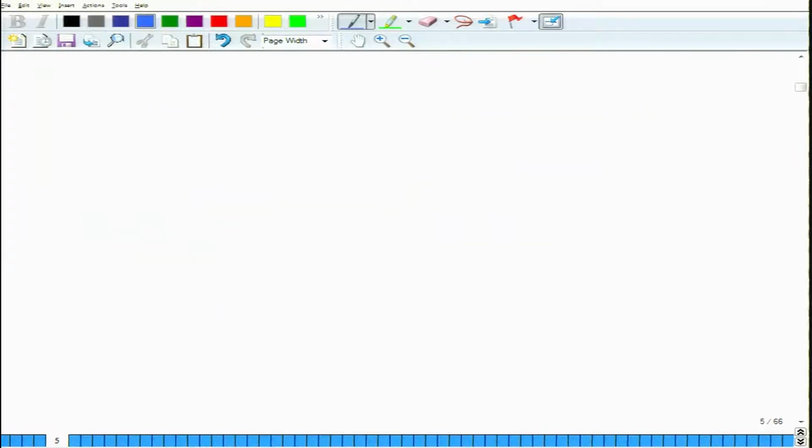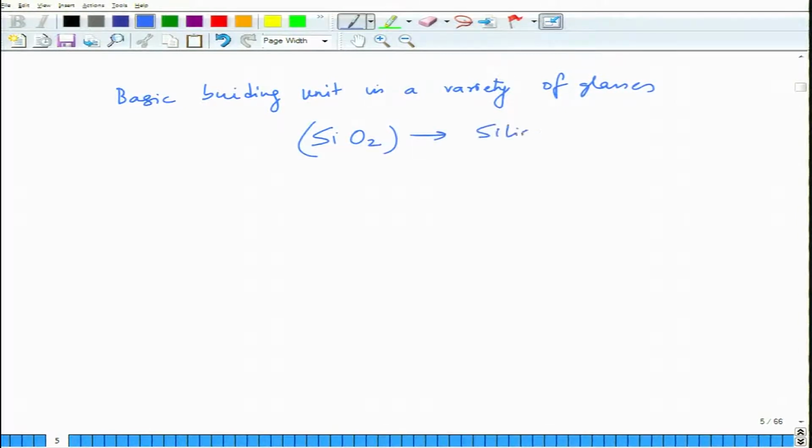So, basically the basic building block in a variety of glasses, not all of them, but most of them, is SiO2, which is called silica. And by and large the structure of silica is such that silica has nearly 50% ionic bond and 50% covalent bond. So, it has this character that it must have this kind of behavior.